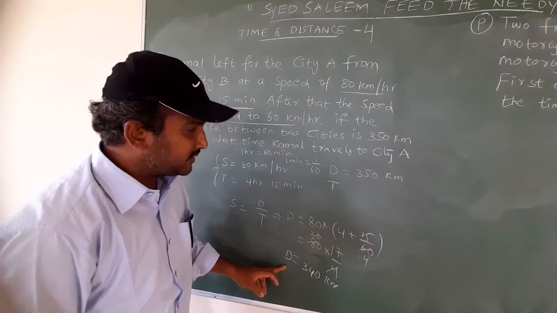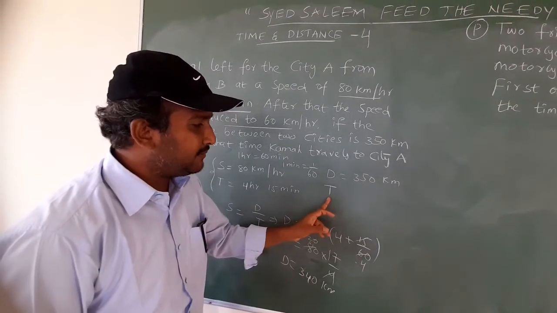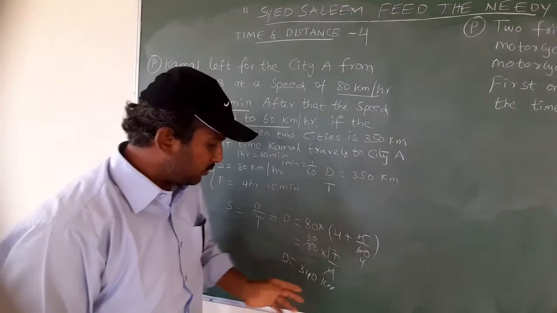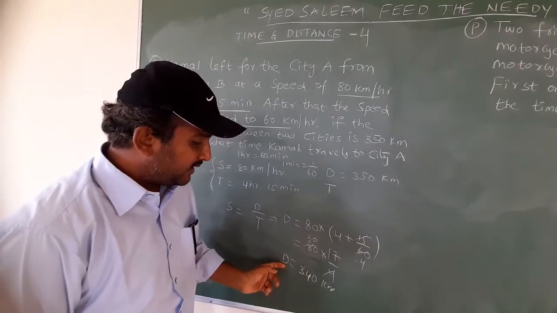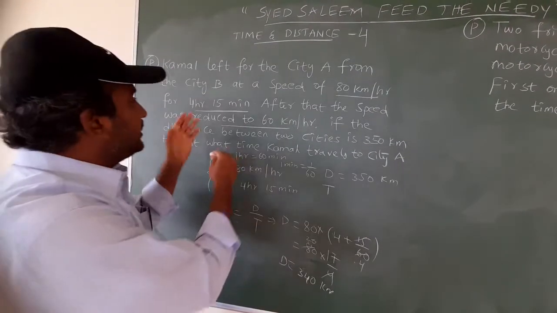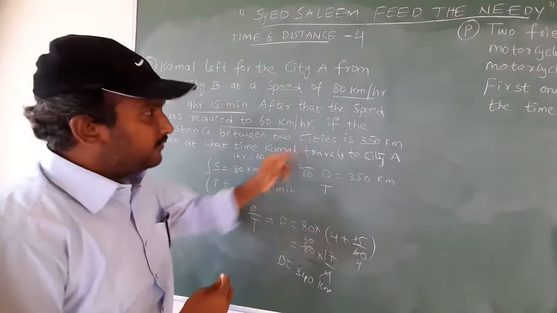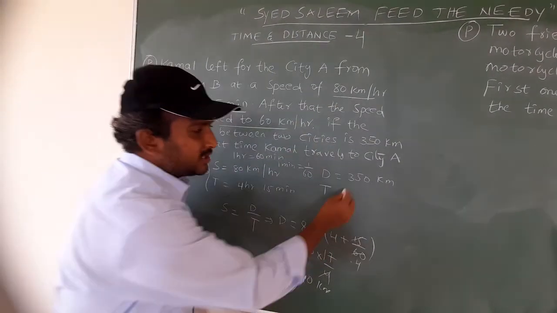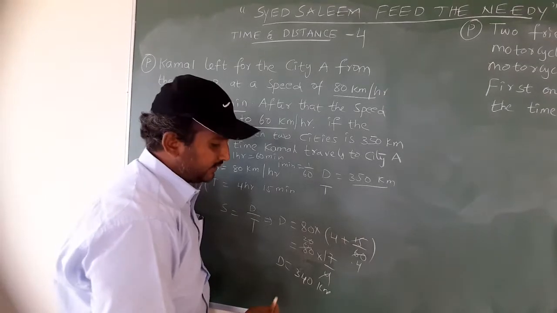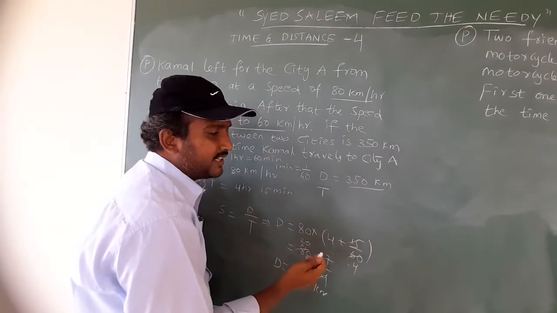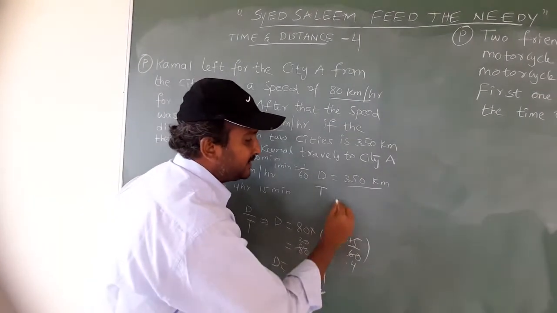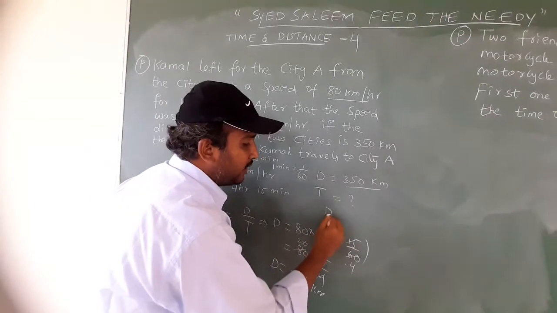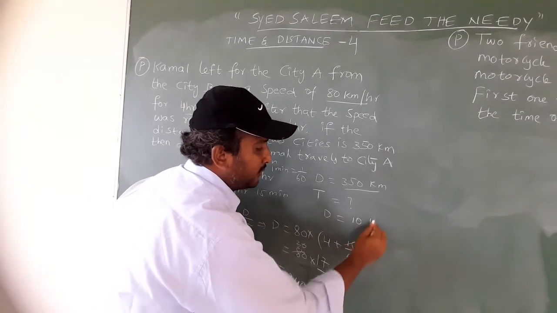Now they are asking what time he took to cover the total distance. The distance Kamal covered in 4 hours 15 minutes when traveling at 80 km per hour is 340 km. What is the total distance they have given? 350. So 340 and 350, what is the difference? 10 km. That means the required distance is 10 km.